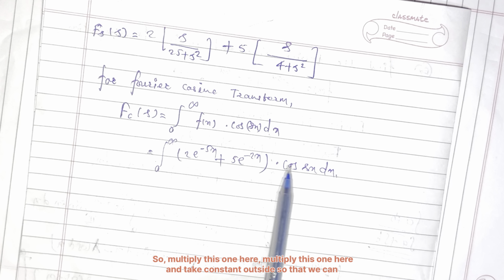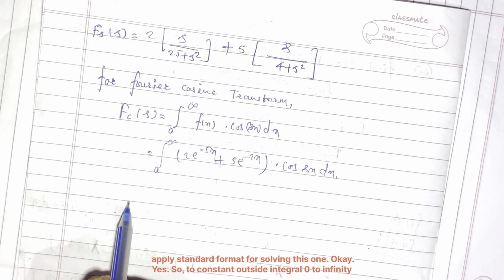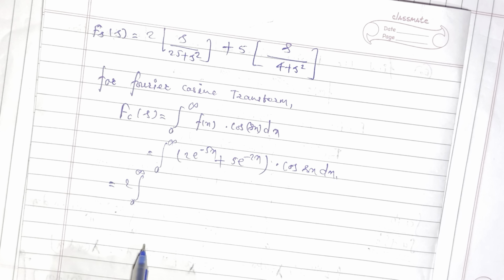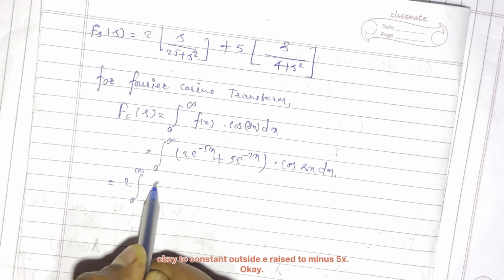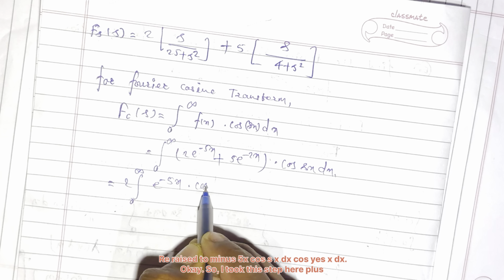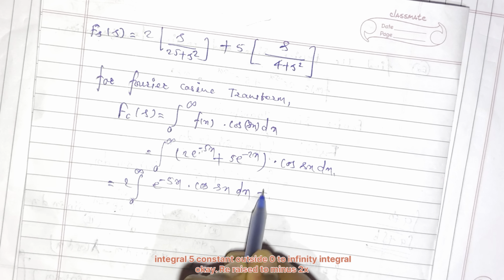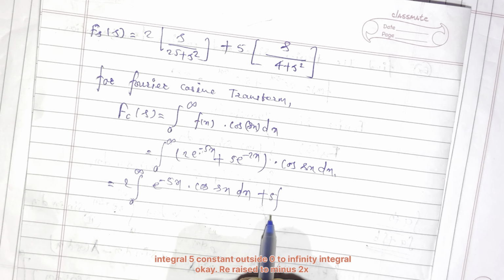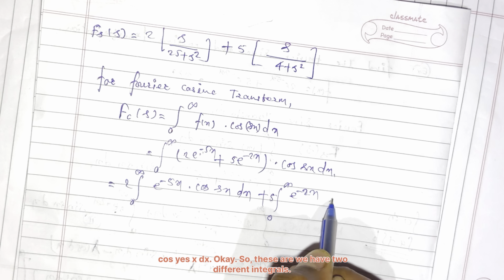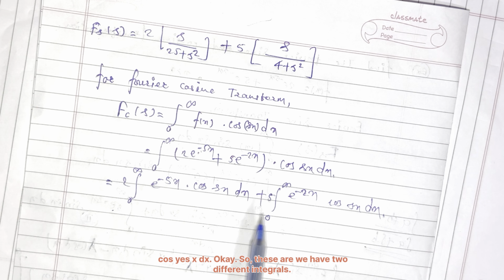So multiply this one here, and take the constant outside so that we can apply the standard format for solving this. Two constant outside, integral 0 to infinity, e^(-5x) cos(sx) dx, plus 5 constant outside, integral 0 to infinity, e^(-2x) cos(sx) dx. So we have two different integrals.